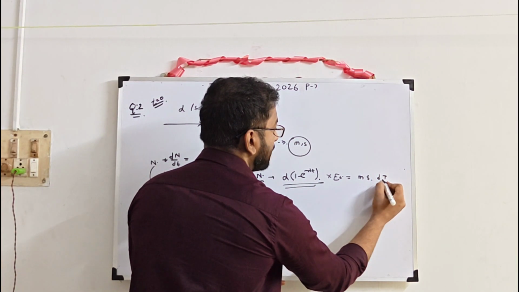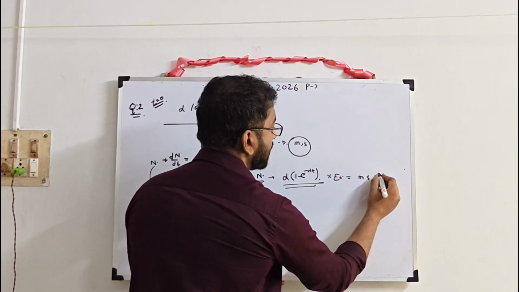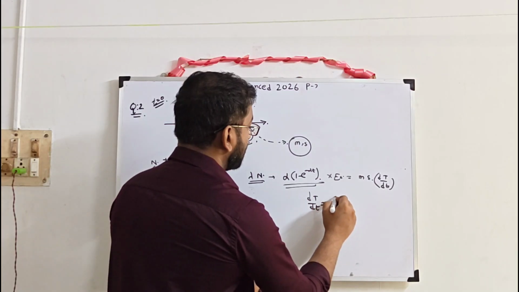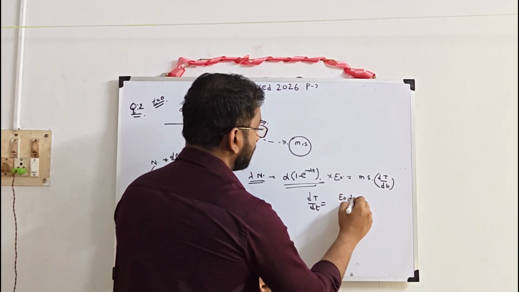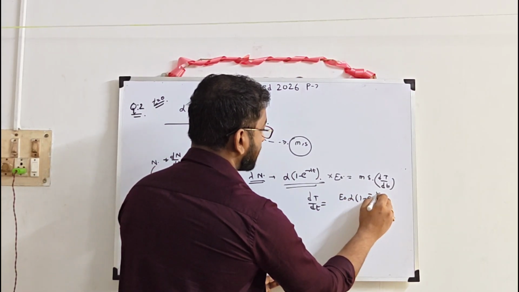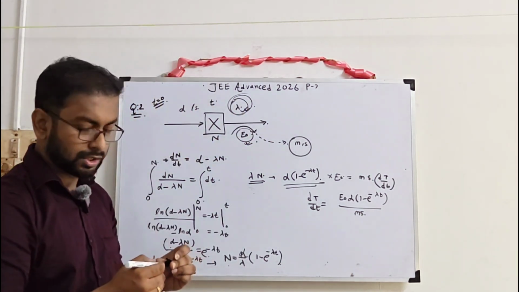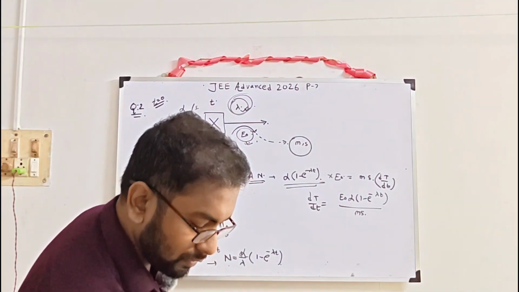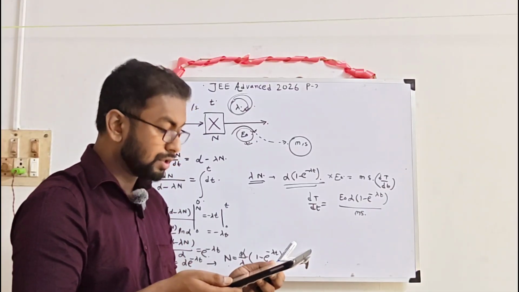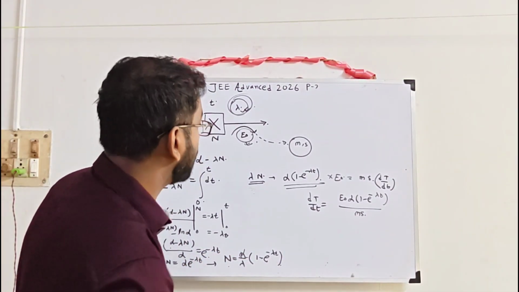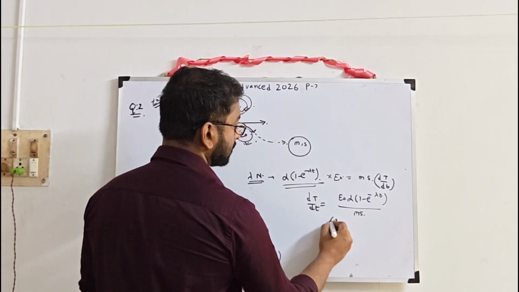This is m s multiplied with the rate of temperature change, dT by dt. So what is the value of dT by dt? It is E naught alpha (1 minus e to the power minus lambda t) divided by m into s. That is going to be your answer, the rate of change of temperature of the liquid, or rate of increase of the temperature in the liquid. That is matching with option number A. So your option number A is the correct answer.